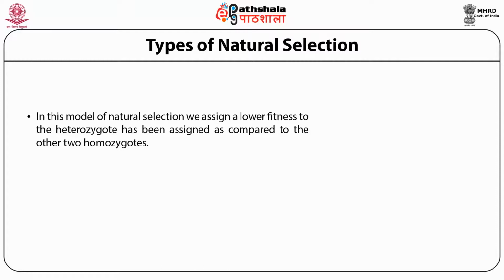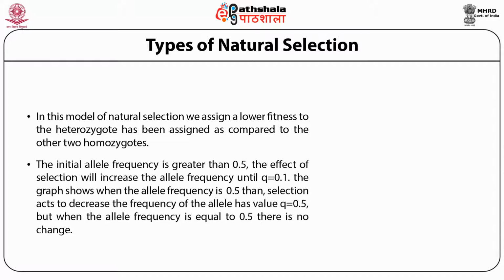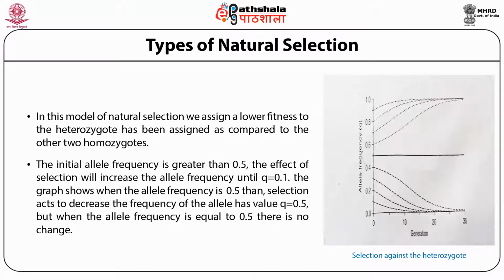In this model of natural selection, we assign a lower fitness to the heterozygote as compared to the other two homozygotes. The initial allele frequency is greater than 0.5. The effect of selection will increase the allele frequency until q is equal to 0.1. The graph shows that when the allele frequency is above 0.5, selection acts to decrease the frequency of the allele, but when the allele frequency is equal to 0.5, there is no change. And this can be further understood by this graph, which is shown in the image.